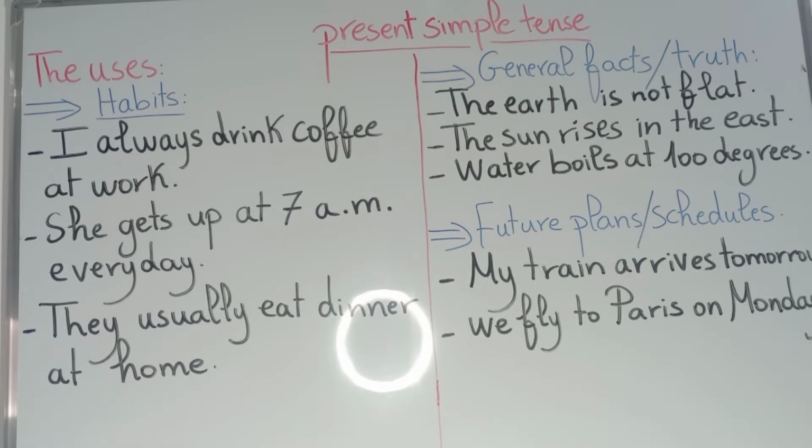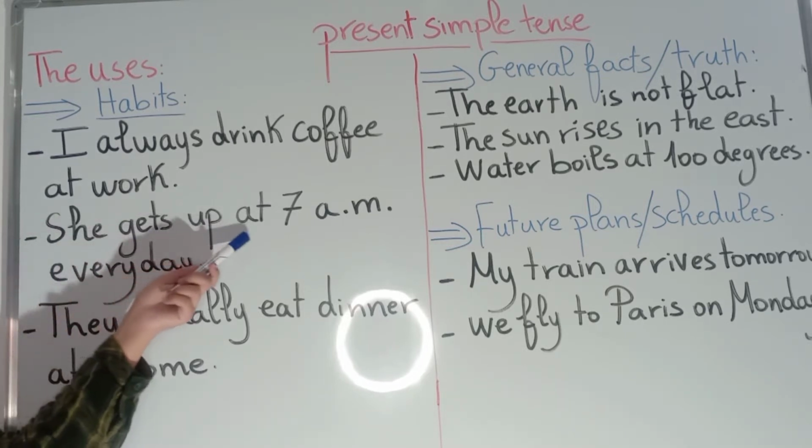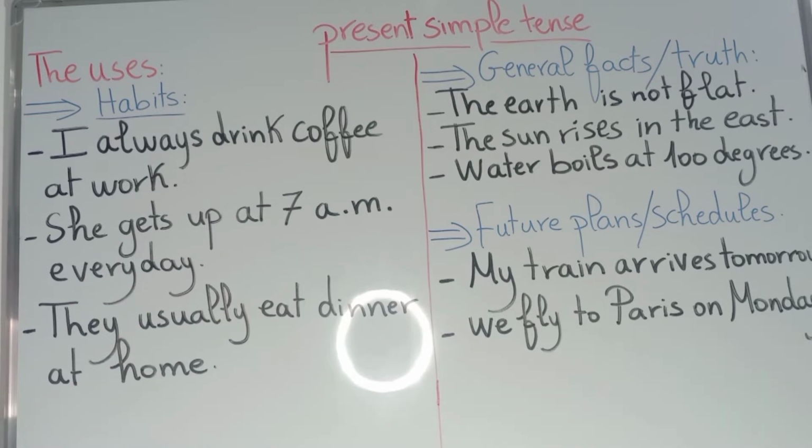Okay? Let's move on to the second one. She gets up at 7 a.m. every day. So this is a habit for her. She's used to wake up or to get up at 7 a.m. every single day. This is a habit for her.